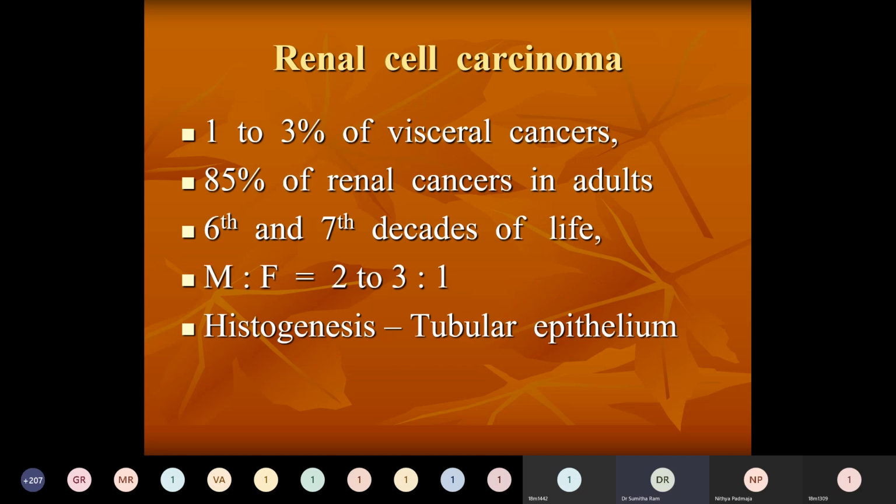Now, this comprises around 1 to 3% of the visceral cancers, and 85% of the renal cancers in adults are renal cell carcinoma. It's most commonly seen in the 6th to 7th decades of life, and it is slightly more common in males. The male to female ratio is 2 to 3 is to 1. Histogenesis: it is thought to arise from the tubular epithelium.